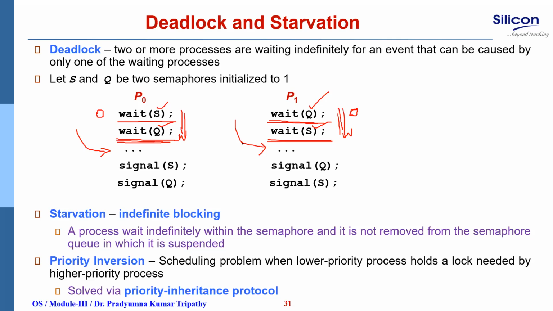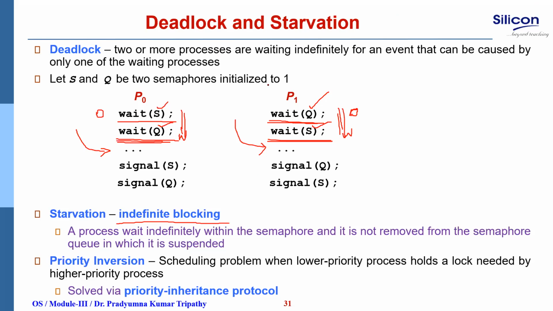There is another concept called starvation. Starvation is known as indefinite blocking. It says that a process waits indefinitely with the semaphore and it is not removed from the semaphore queue in which it is suspended. So what is the difference between starvation and deadlock?